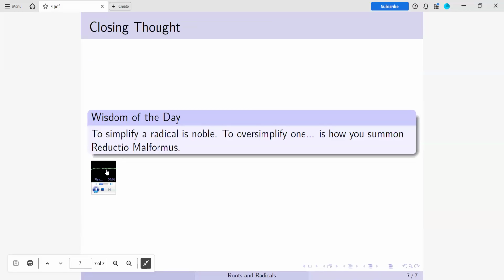Let me leave you with one last thought. To simplify a radical is noble. But to oversimplify one, that is when a student writes root 2 plus root 3 is equal to root 5, is how you summon Reductio Malformus. It looks like a correct answer. But it brings no credit, only despair.